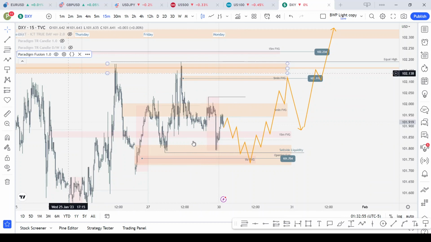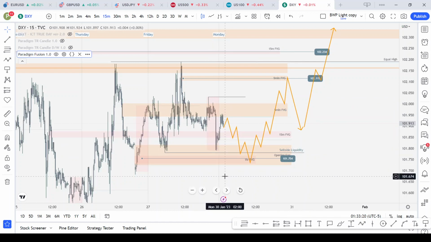Okay, so that's what I would like to see. I don't want this equal low to be left behind, but it could, because of this 15-minute fair value gap. Like I said, when the fair value gap fails to hold price, when price traded below it, ideally you want to see it turn into resistance to attack liquidity.